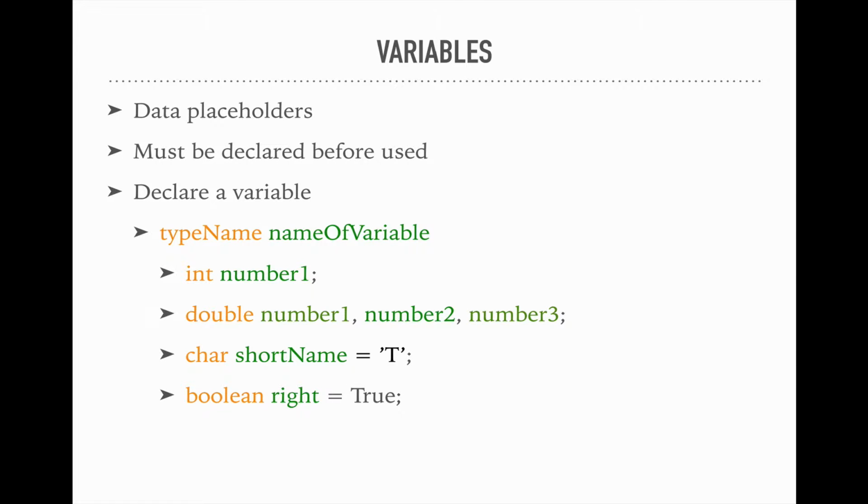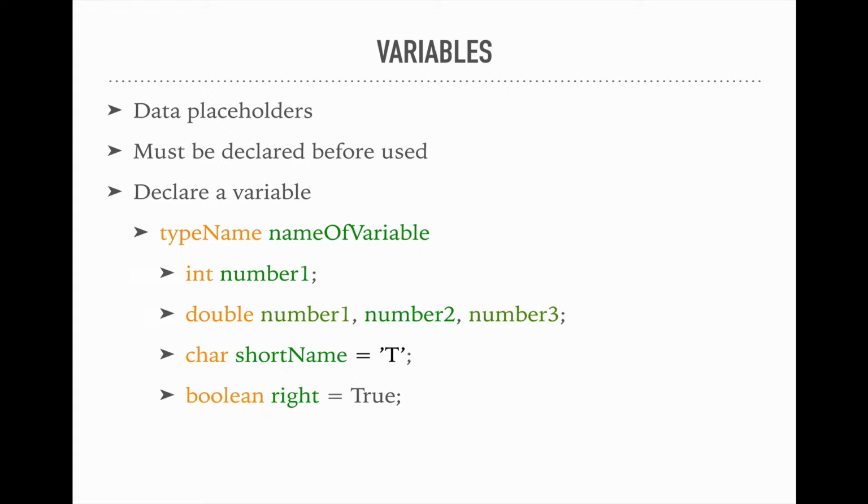Next is variables. Variables are data placeholders, and they must be declared before being used. To declare a variable, we need a type name and a name of the variable. For example, we have int number1. Int is the type name of integer, and number1 is the name of the variable. Also in Java, we can declare many variables at the same time. You can see here, we have double number1, number2, and number3. Number1, number2, number3 are variables declared at the same time, and all of them are double.